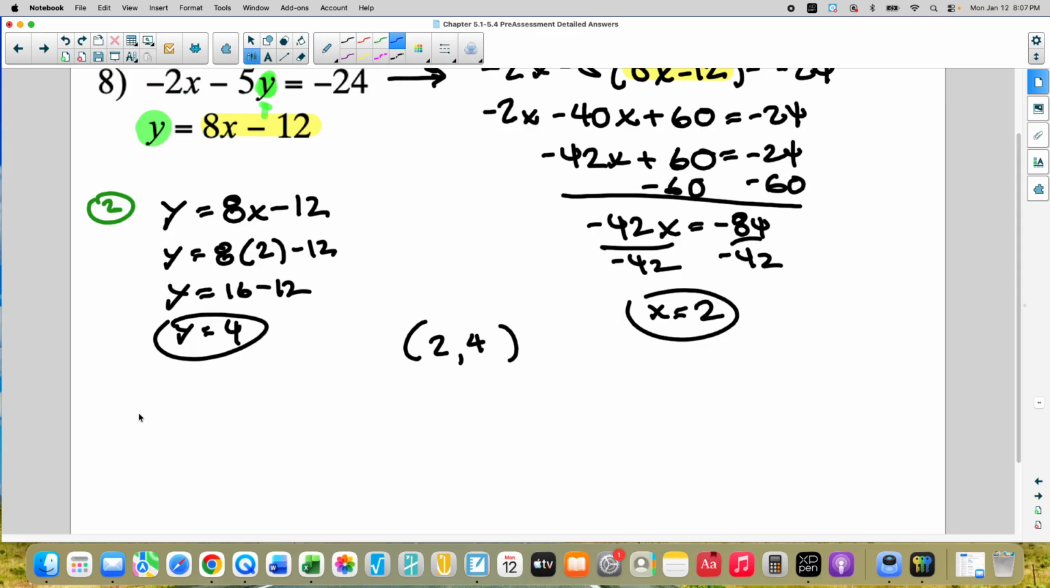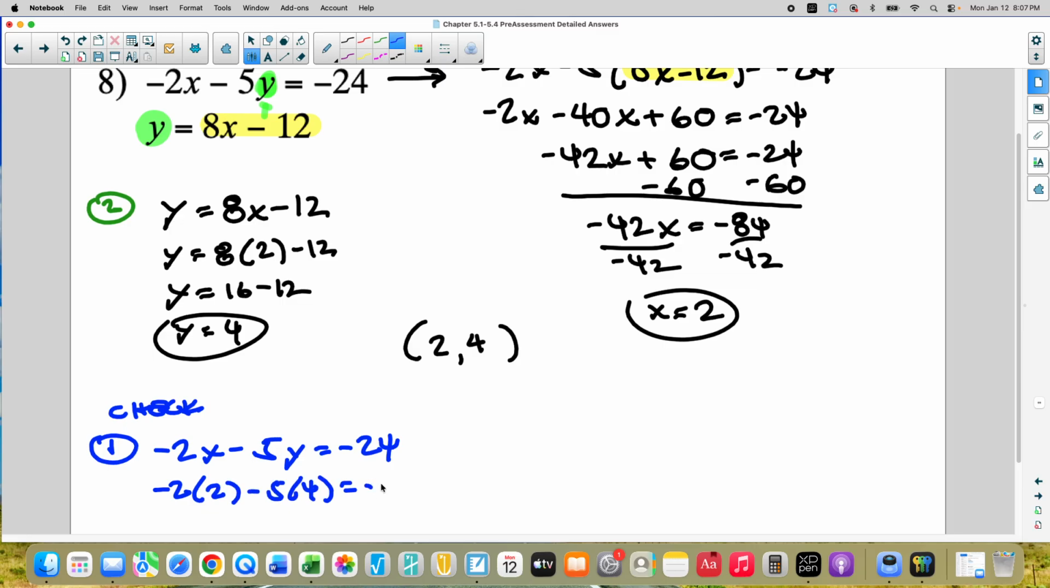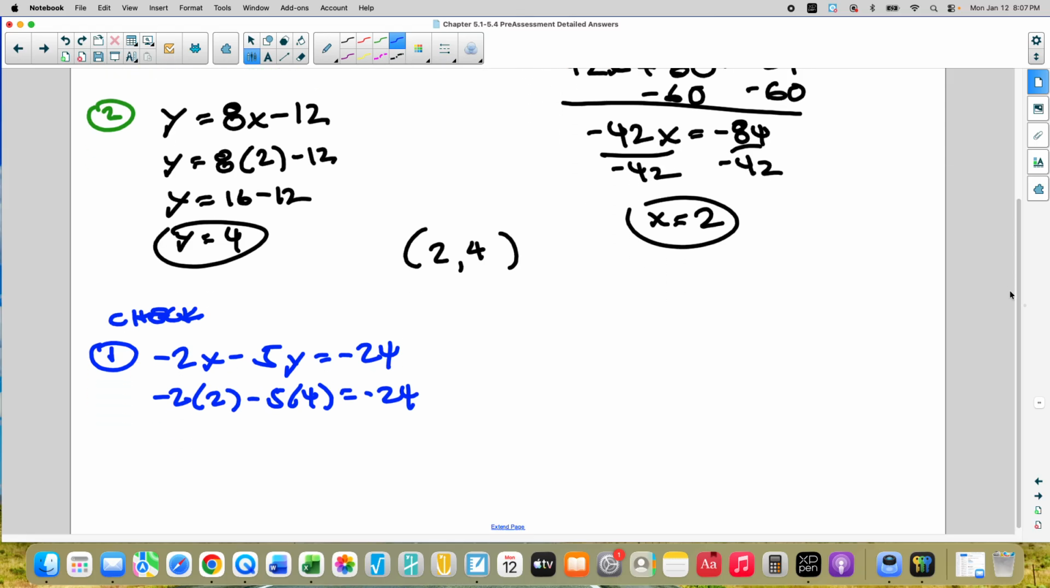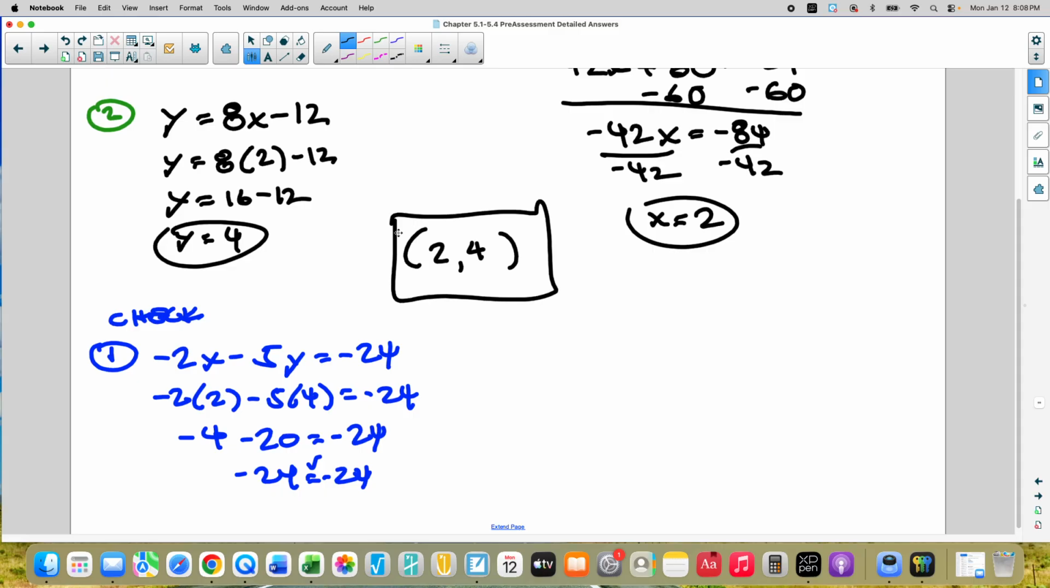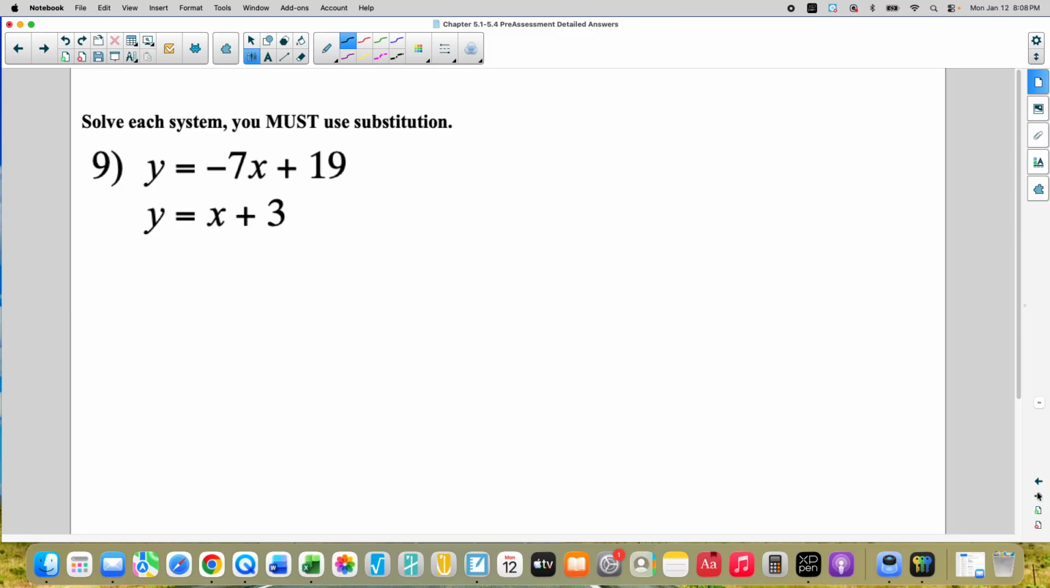I'm going to check with equation number 1. Negative 2x minus 5y equals negative 24. Plugging in 2 for x, plugging in 4 for y, and simplifying the left side. Negative 4 minus 20, negative 24 equals negative 24. That checks out. I didn't make any mistakes. Yay! All right. Number 9. We're not even halfway. It's going to be a long one.